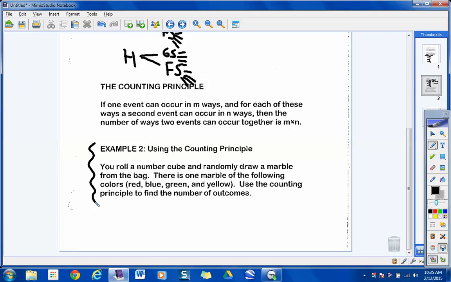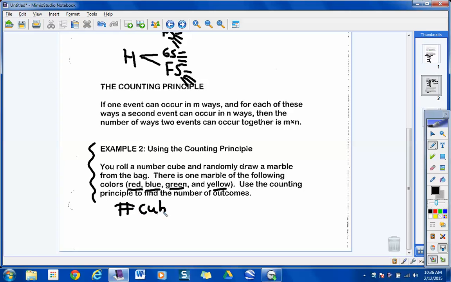All right, example 2 says, let's use this counting principle to figure this out. It says you roll a number cube and randomly draw a marble from the bag. It says there is 1 marble of the following colors: red, blue, green, and yellow. It says use the counting principle to find the number of outcomes. So we're going to go ahead and roll a number cube. When I say number cube, it just simply means a die. How many outcomes on my die that I'm holding up here? 6. Okay? So we're going to roll a number cube first.